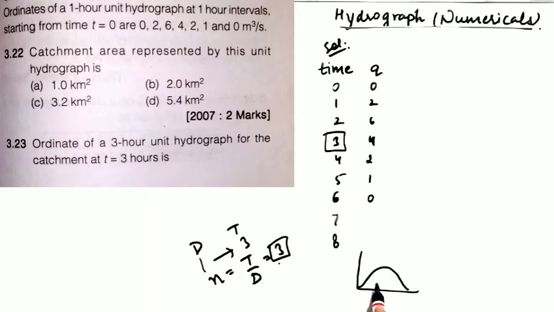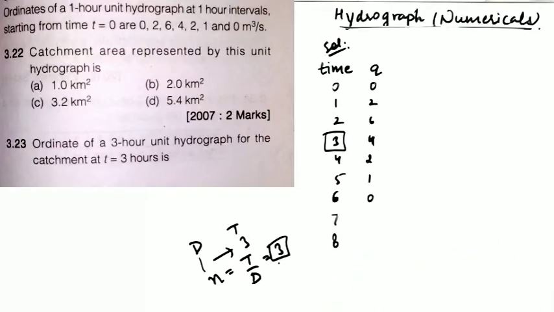You will have to superimpose 3 hydrographs. Suppose this is one hydrograph, this is for 1 hour. Now after 1 hour, the second hydrograph will be superimposed, and after 1 more hour, the third hydrograph will be superimposed. So this is how you will get the 3 hour unit hydrograph. This is 1 hour, this is 2 hour and this is 3 hour. A total 3 hour unit hydrograph will be obtained by superimposing 3 hydrographs.